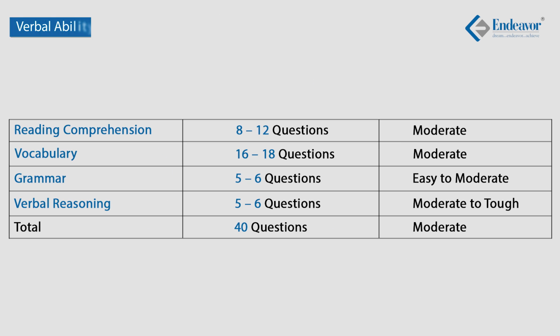Third is reading comprehension. Surprisingly, in the last 2 years, that is 2015 and 2016, we have not seen tough reading comprehension passages being asked. Anyways, we cannot make any judgment on the basis of this. We have to be prepared for tougher level reading comprehension questions also. Typically, you can expect 2 to 3 passages having 4 to 5 questions each. So, 8 to 12 questions on reading comprehension, 16 to 18 questions on vocabulary, 5 to 6 questions on grammar, and the rest of the questions are based on verbal reasoning.